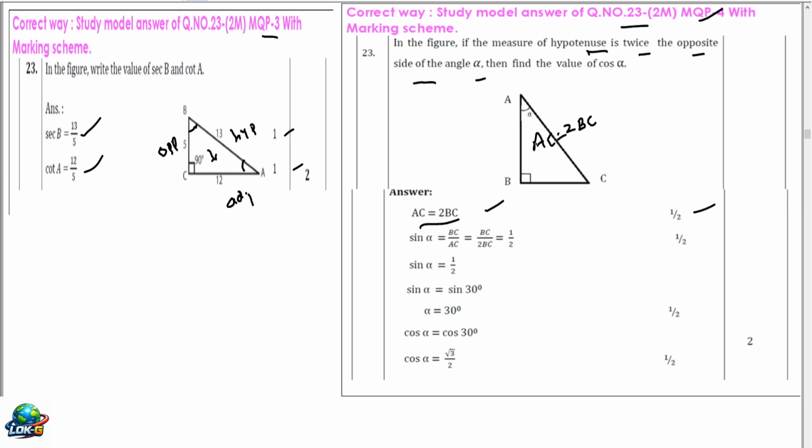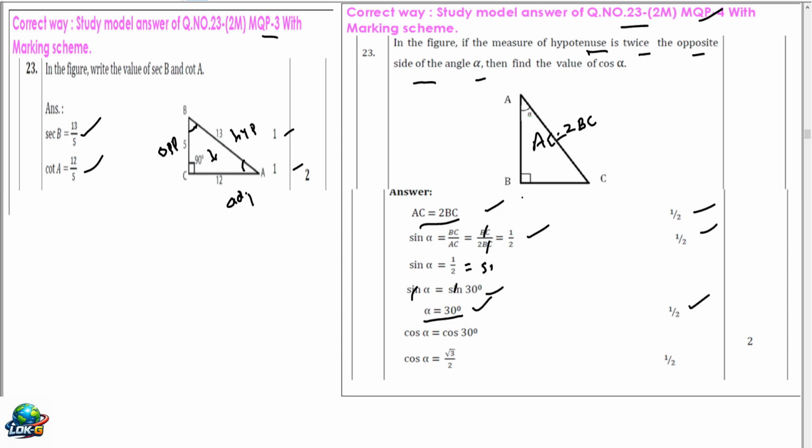Sin alpha is equal to opposite upon hypotenuse. What is opposite is BC upon BC. Then BC gets cancelled. Very interesting. You will get 1 by 2. For what angle of the sine you get 1 by 2? For 30 degree. Therefore, sin alpha is equal to sin 30 degree. If you eliminate sine, you will get alpha is equal to what? 30 degree. For this, you will get a half mark.